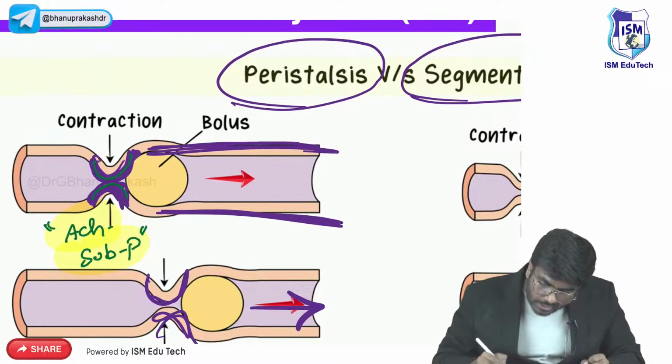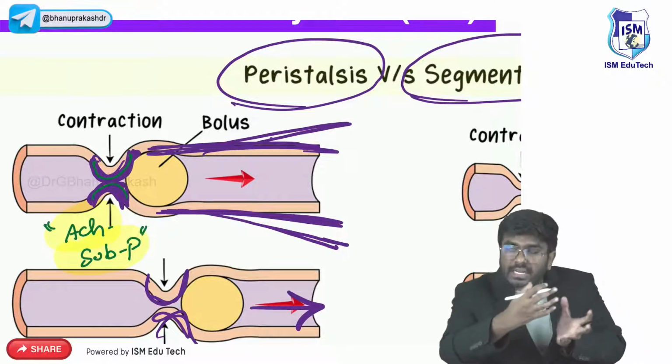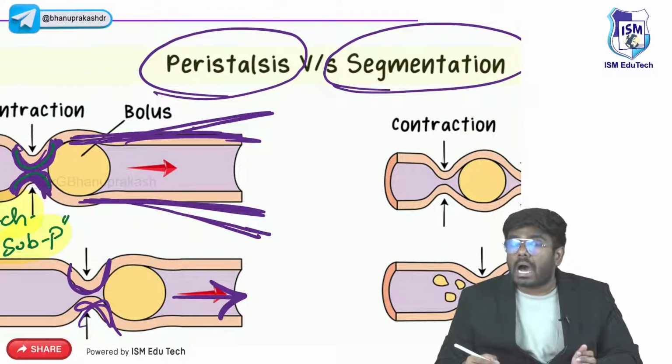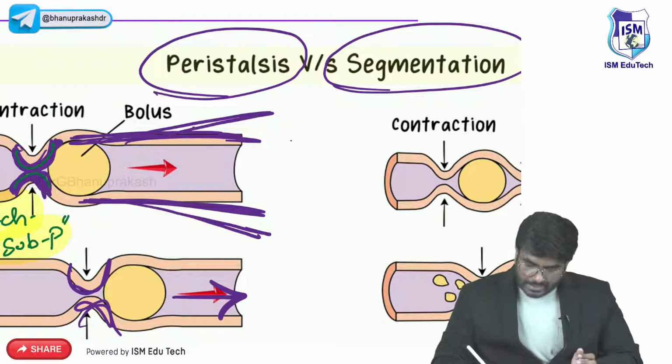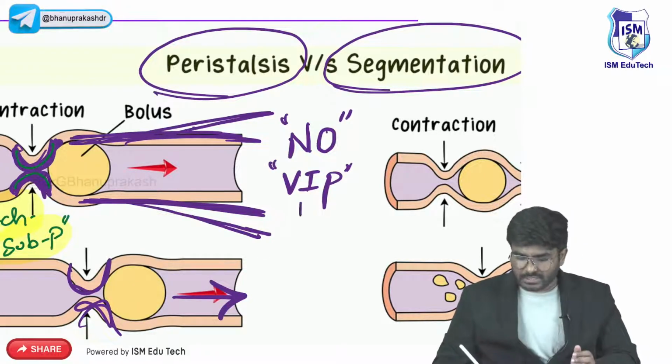Then which neurotransmitter is responsible for relaxation of the distal segment? It's getting relaxed to welcome the food. Which neurotransmitters? The neurotransmitters are nitric oxide and vasoactive intestinal peptide. Okay, so they are causing relaxation.